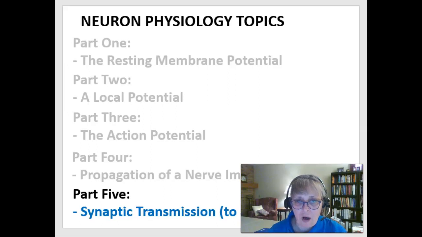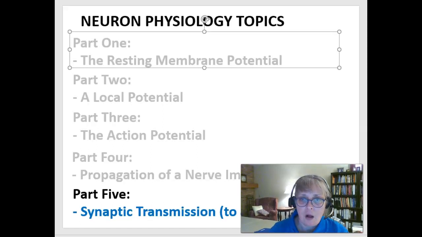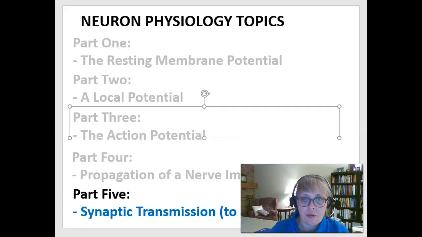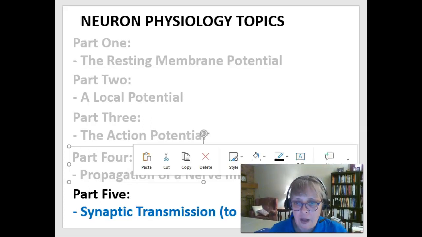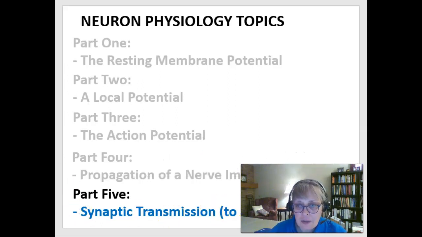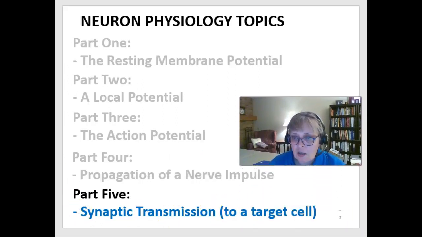So you may recall that we've already looked at 4 different topics of neuron physiology: the resting membrane potential, the local potential, the action potential, and the nerve impulse, or conducting the nerve impulse. Now we're going to look at synaptic transmission in a target cell.